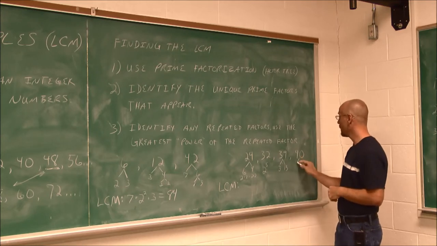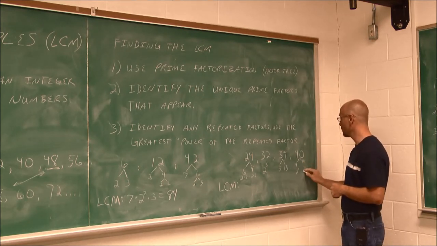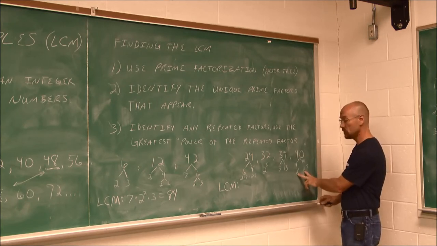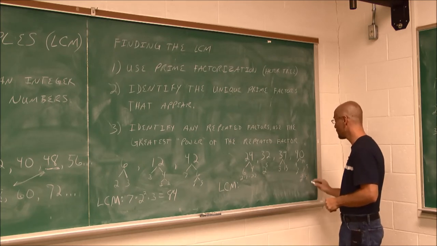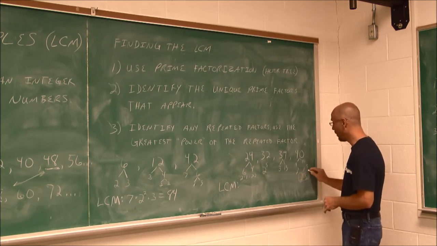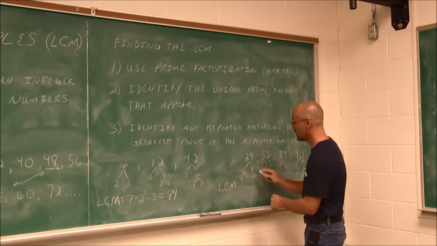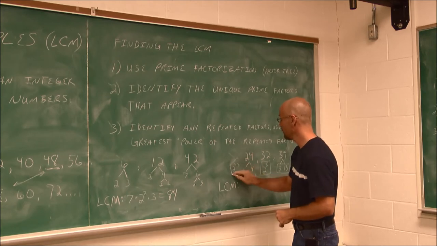I look at 40, and I know that that's 4 and 10. And 4 is 2 squared, so I'll just write it as 2 squared. And 10 is 2 times 5. So 40 is the same as 3 factors of 2 times 5. I'll write it right here. 3 factors of 2 times 5. So now I have all these factors. And I'll rewrite this as 2 cubed times 3.